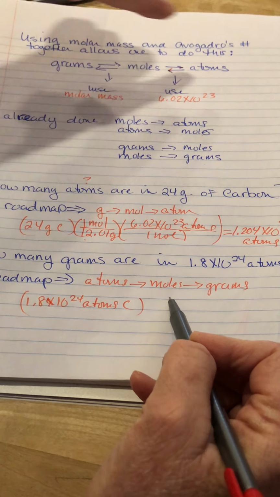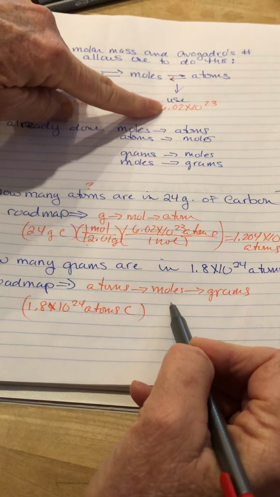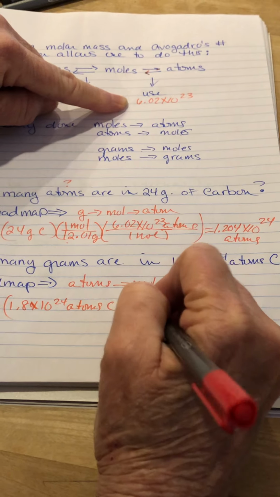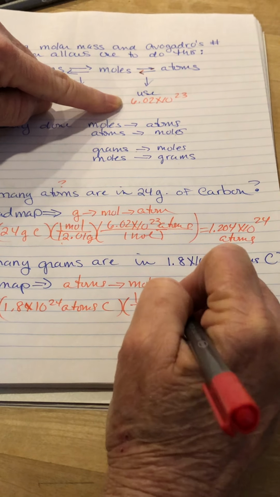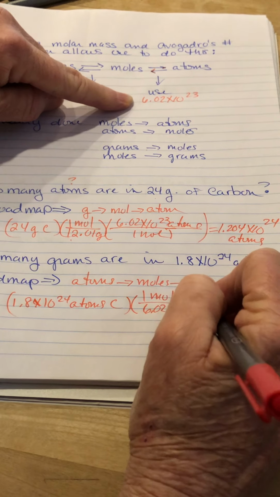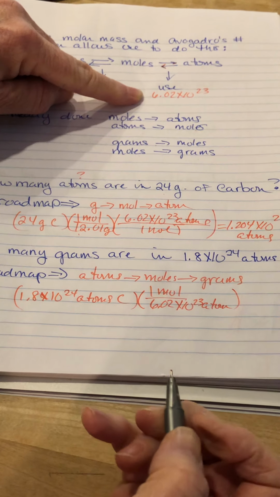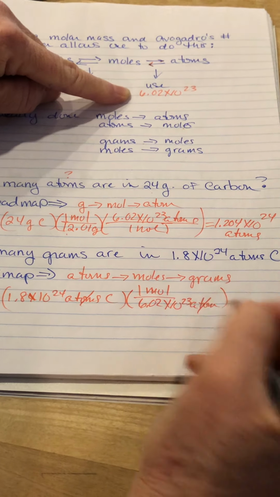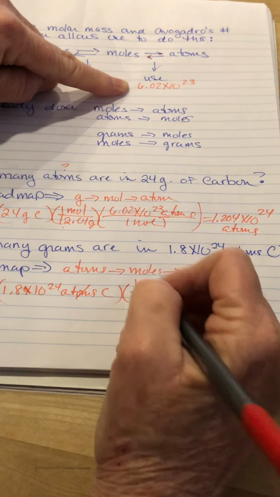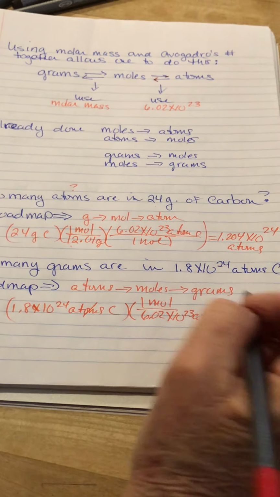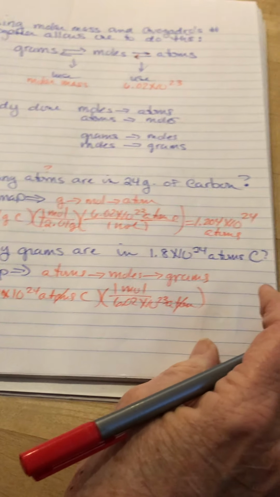So how do I go from atoms to moles? I use Avogadro's number. I want moles on the top. That's what I'm looking for in this step. So I'm 1 mole divided by 6.02 times 10 to the 23rd atoms. Remember, you divide by anything in the denominator, atoms and atoms. They're going to cancel. At that point, you're left with moles. But the question says how many grams.